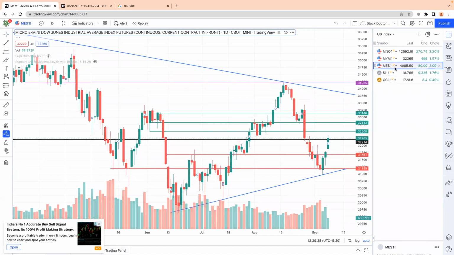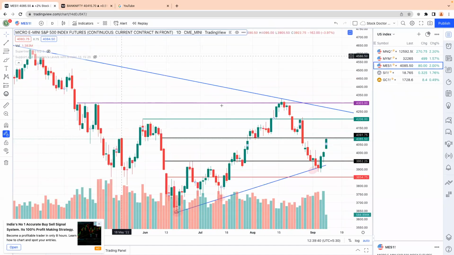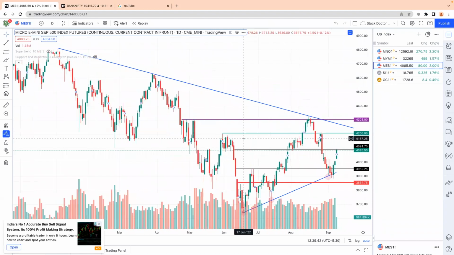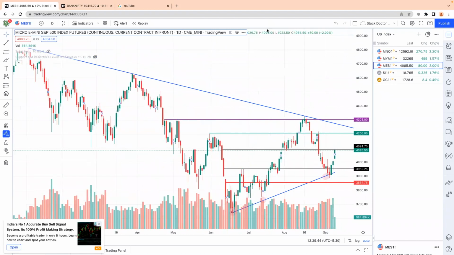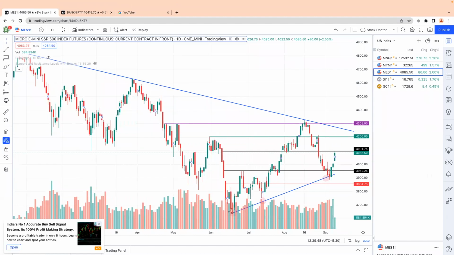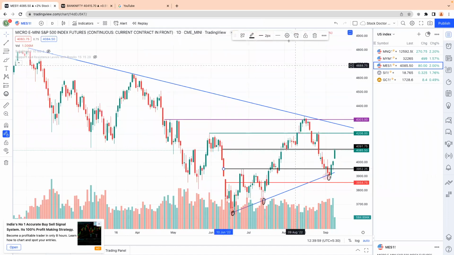Now we will talk about S&P 500. For the S&P 500, last week I clearly mentioned, if you remember, this chart is the same as last week. This is the same trend line. It took support three times here: once, twice, and the third time, and from here it started going up. So now for the S&P 500, let me change this.